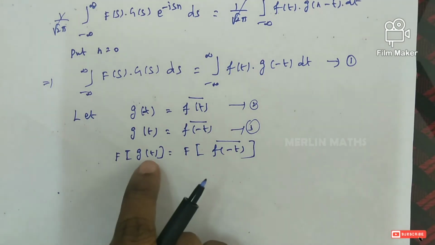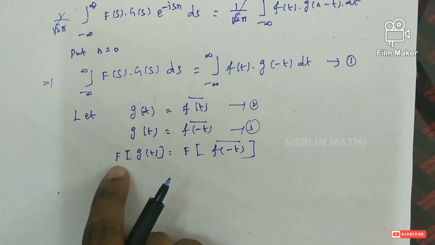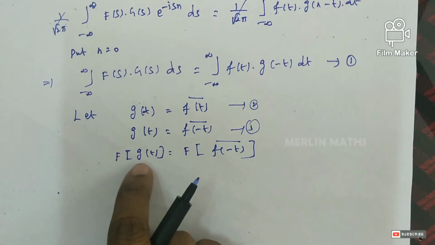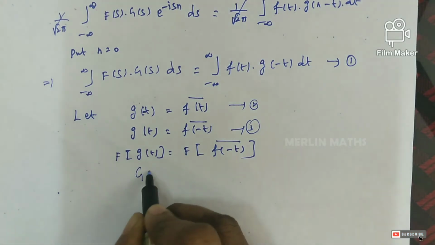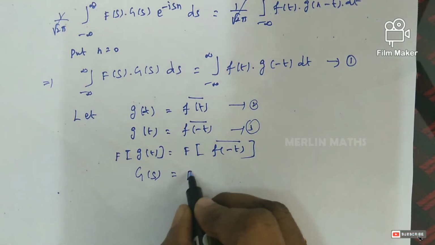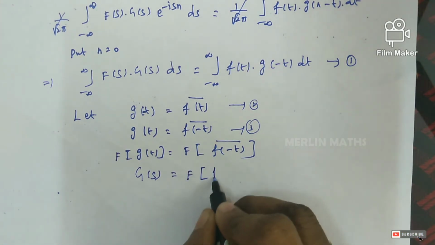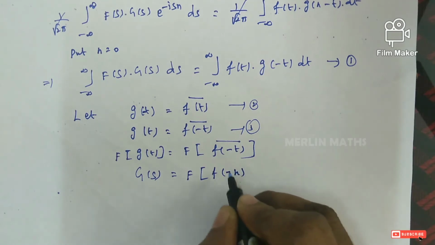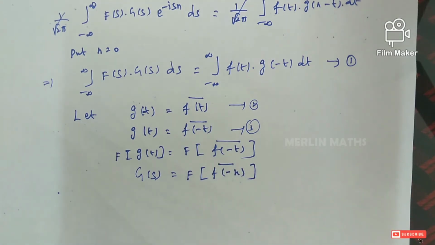We know very well that for any function, when you are taking Fourier transform, the result is a function of s. So here the function is g, so we can get G of s. G of s is equal to Fourier transform of f of, instead of t we can change the variable as x. So now we have arrived that G of s is equal to Fourier transform of f of minus x the whole bar.